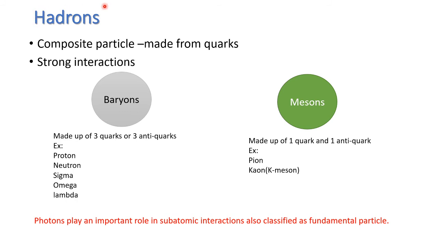When we think of hadrons, a hadron is a composite particle, therefore it's not a fundamental particle. It's made from quarks. With hadrons, strong interactions are involved. Hadrons are divided into 2 categories, baryons and mesons. Baryons are made up of 3 quarks or 3 antiquarks. So to express the structure of a baryon, you have to say it is 3 quarks or 3 antiquarks. But the mesons are made up of 1 quark and 1 antiquark.